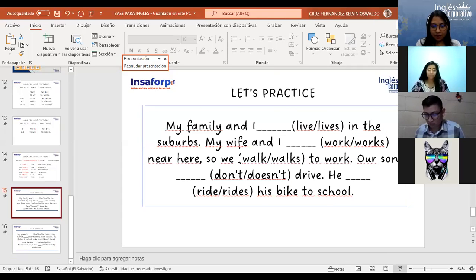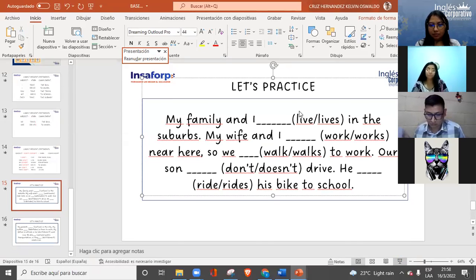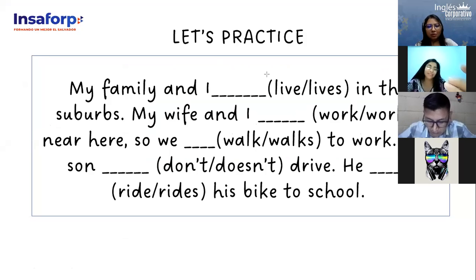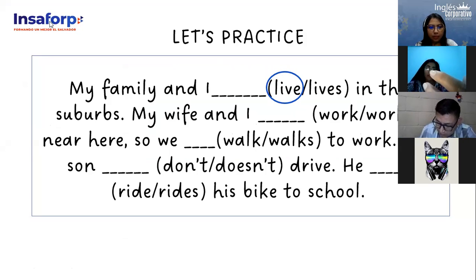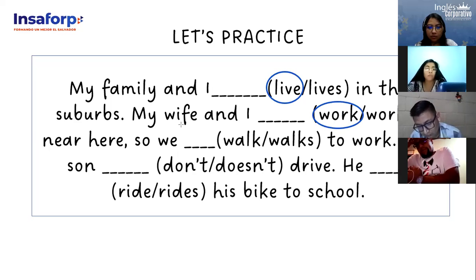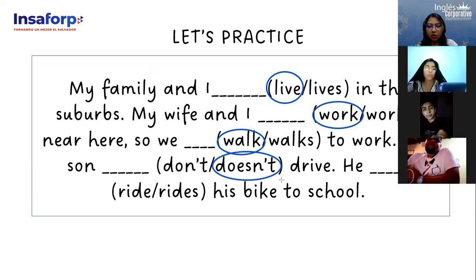My family and I. Wait, just give me a second. Me falta aquí un espacito. My family and I. Bien, vamos. Live. Oh, live or leave? Live. Perdón. No confuse. Don't worry. Eso se parece mucho a la pronunciación. Live and live, okay? Excellent. Continue. My wife and I work. So we walk to work. Our son don't or doesn't? Doesn't. He doesn't drive.